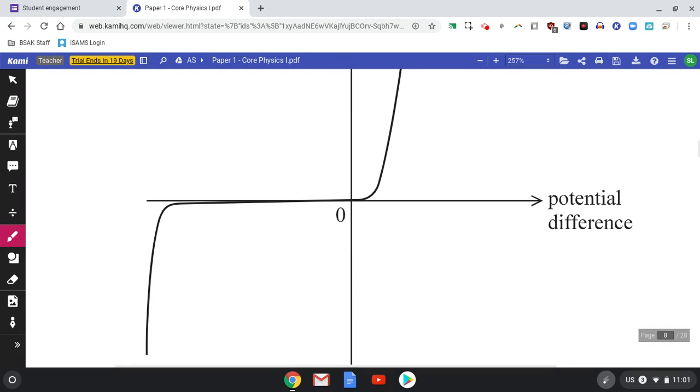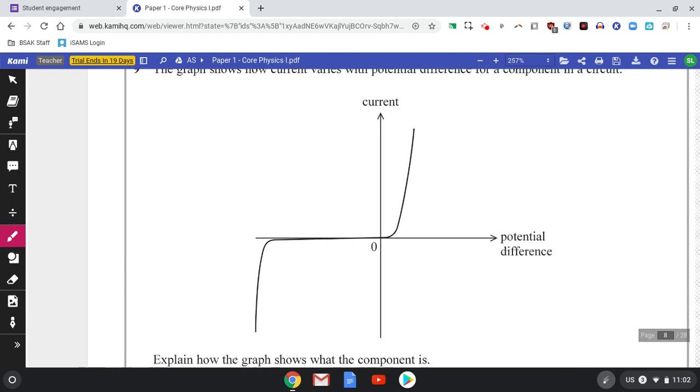And then all diodes, at some point when the potential difference does get high enough, don't stop current. They don't stop current at all potential differences. Like anything, even insulators break down at a high enough potential difference. So you'll get, this is called the breakdown voltage.